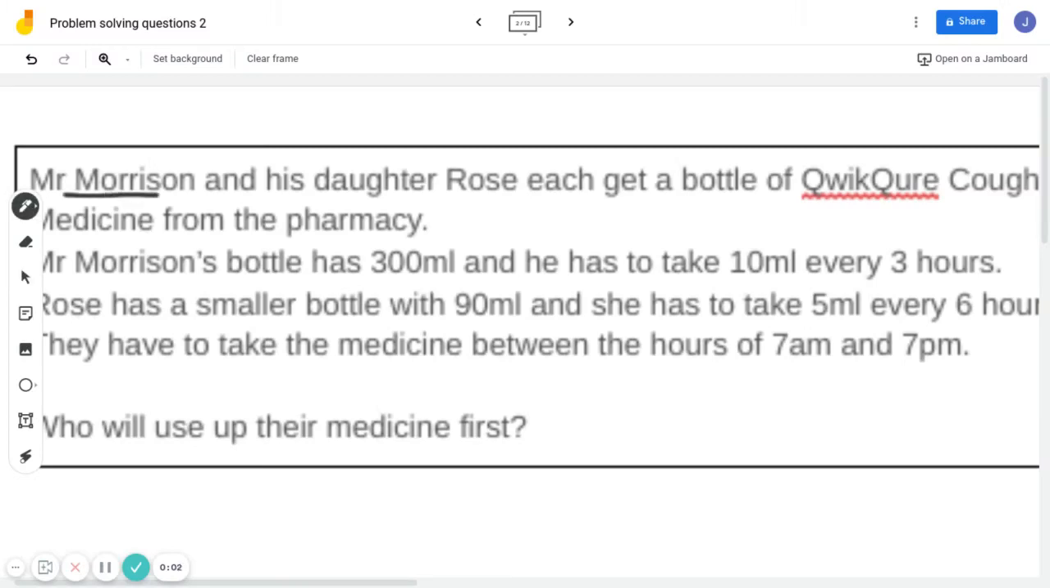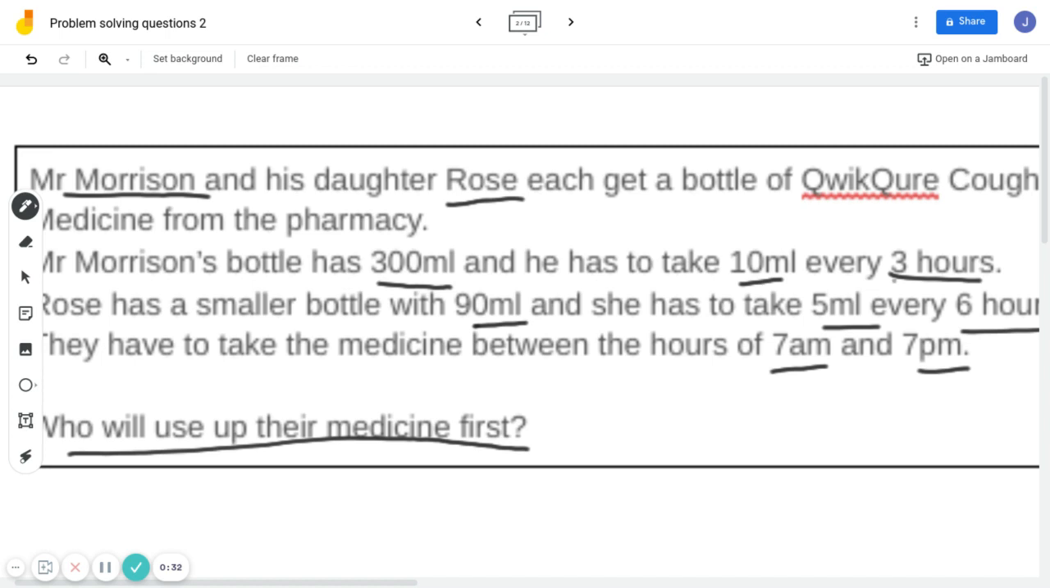Okay. Mr. Morrison and his daughter Rose each get a bottle of Qwik Qure cough medicine from the pharmacy. Mr. Morrison's bottle is 300 milliliters, and he has to take 10 milliliters every 3 hours. Rose has a smaller bottle with 90 milliliters, and she has to take 5 milliliters every 6 hours. They have to take the medicine between 7 a.m. and 7 p.m. Who will use their medicine first?